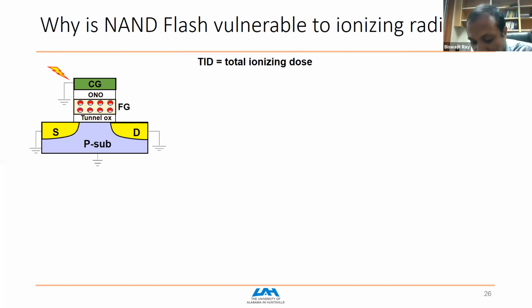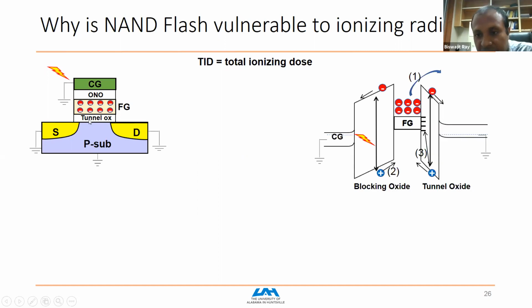But in a prolonged radiation environment, say in a nuclear power plant, for example, or say space, you need to care about radiation, and NAND flash is very much vulnerable to ionizing radiation, primarily because it is a charge-based memory. Whenever radiation comes in, it ionizes the oxide, and oxide ionizing will create an electron and hole pair. Right, so this is the energy band diagram.